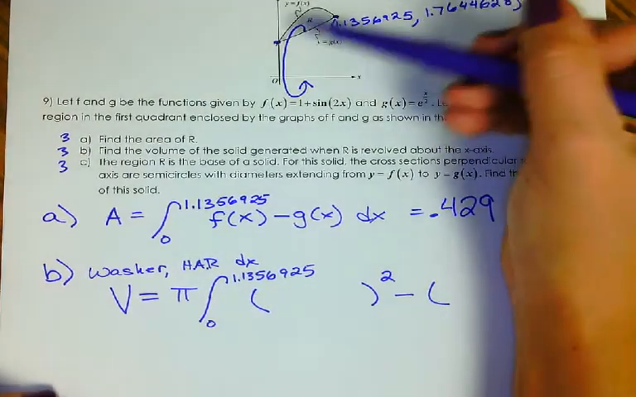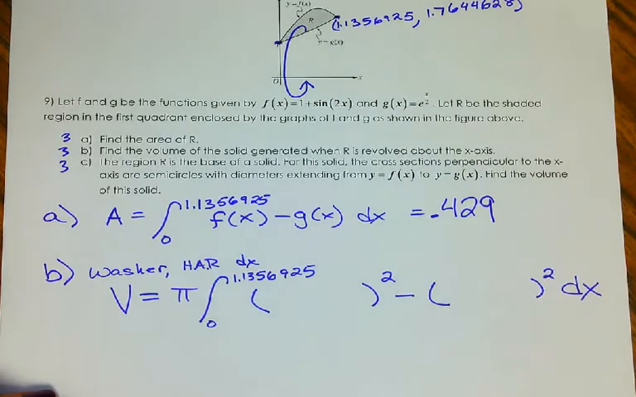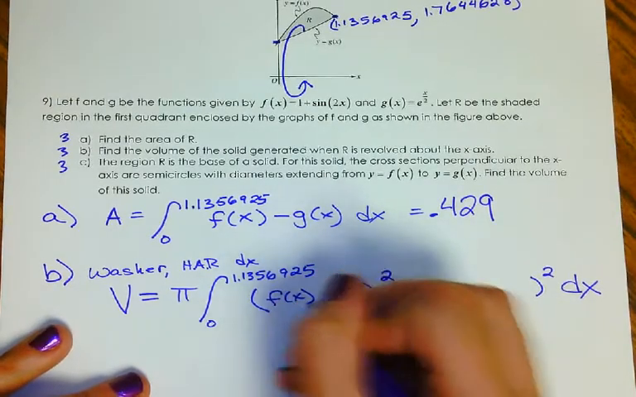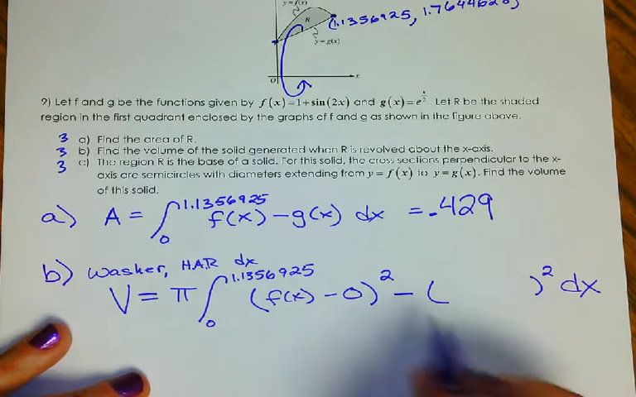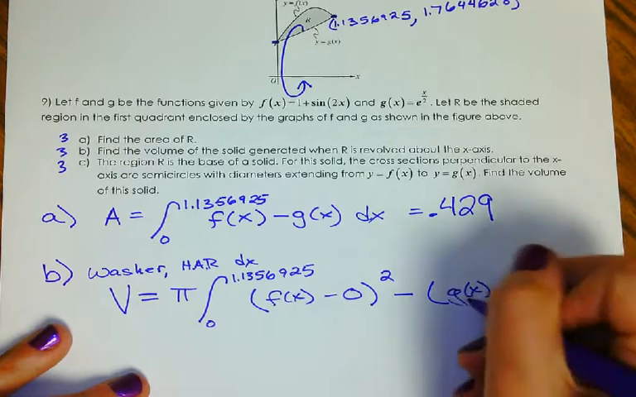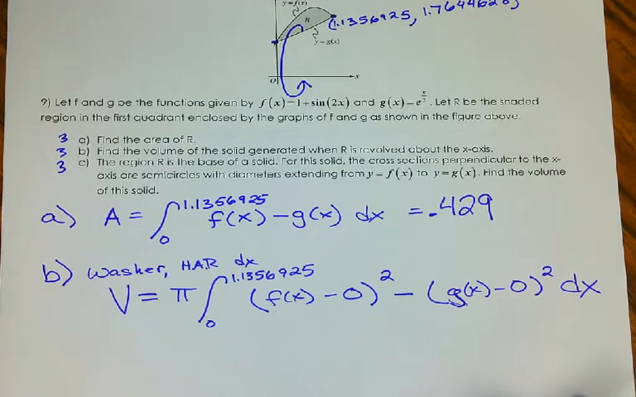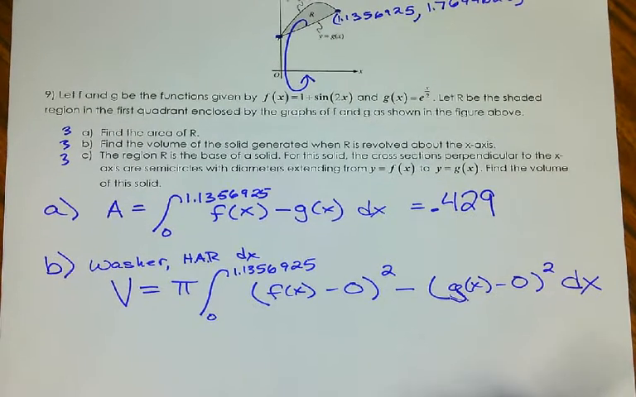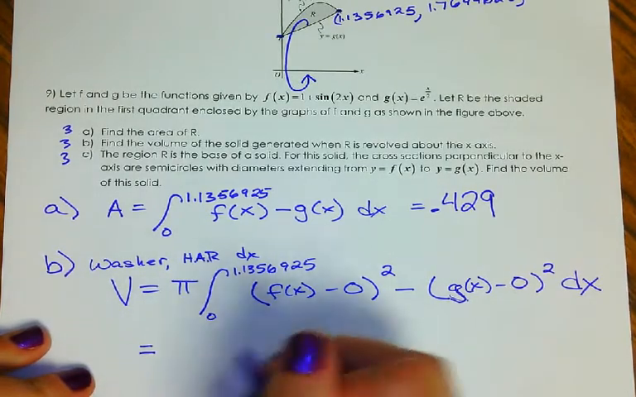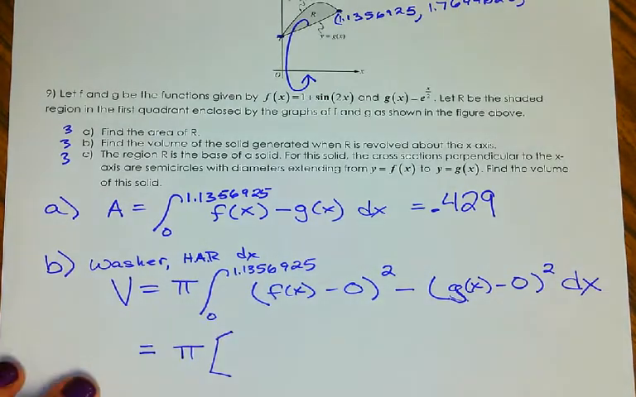So when I visualize this, I say that it's going to be the outside curve minus the axis of revolution. Now here it's nice because the axis of revolution happens to be 0. So really this is f of x minus 0, that's the outside, minus the inside curve, g of x minus 0. And again, if you wanted to write out the f of x and g of x, you could, but this is just a little shorter. So there's my setup. And again, this is a calculator question, so you're going to be using your calculator. Please don't forget to multiply by that pi on the outside. That's a good way to lose a point there.